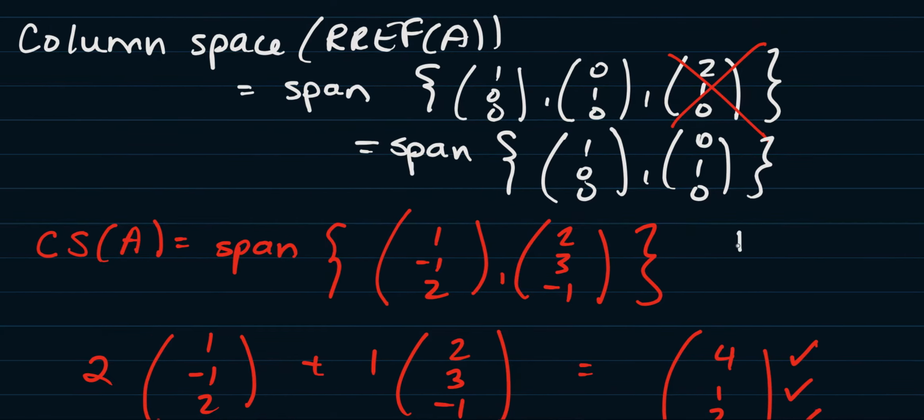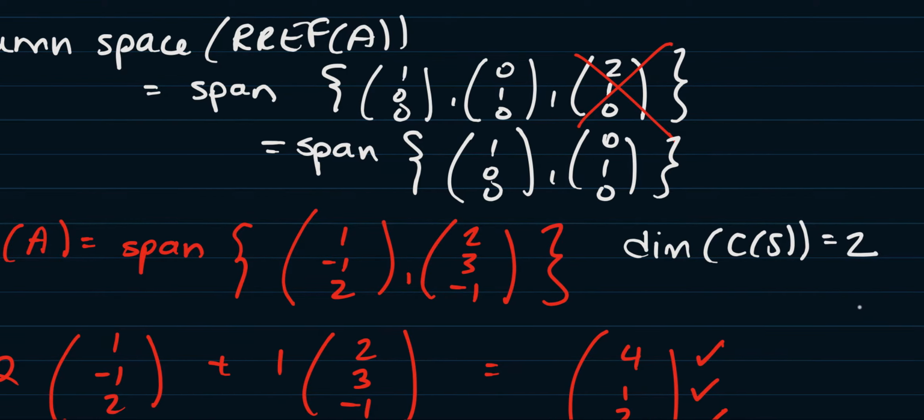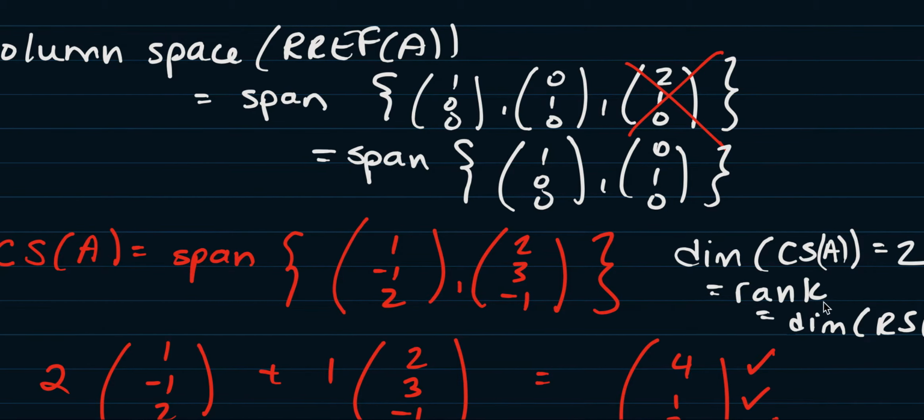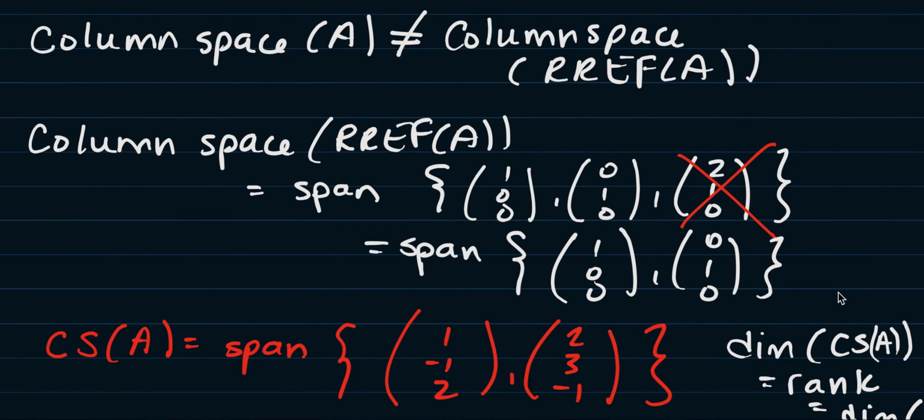Also, I want to mention that the dimension of the column space here is equal to 2, which is also equal to the rank, which is the dimension of the row space. In fact, the dimension of the column space will always be equal to the dimension of the row space. So another way to define the rank is you can say the rank is equal to the dimension of the column space. And the rank you can say is just the number of pivots in the reduced row echelon form of the matrix.